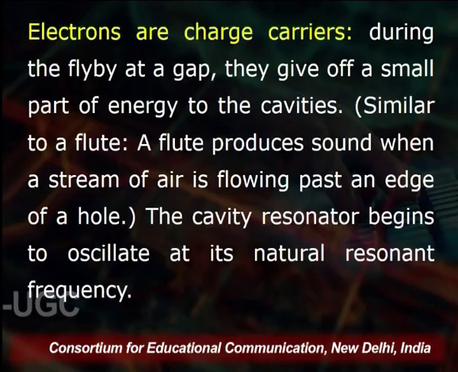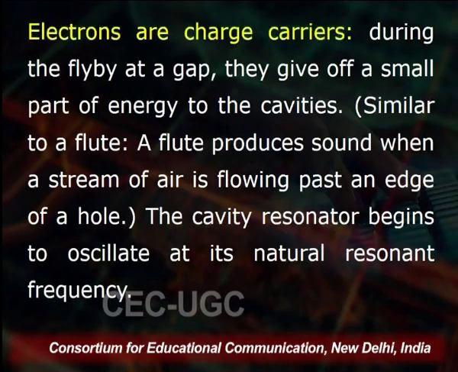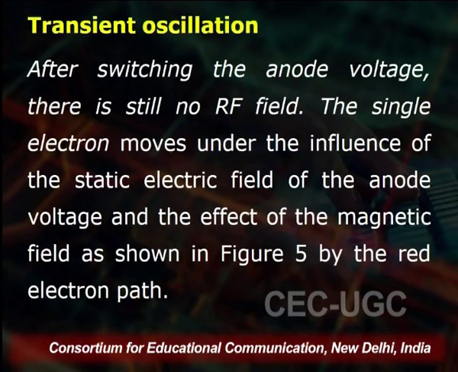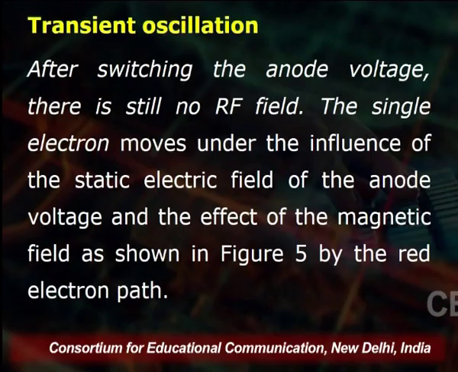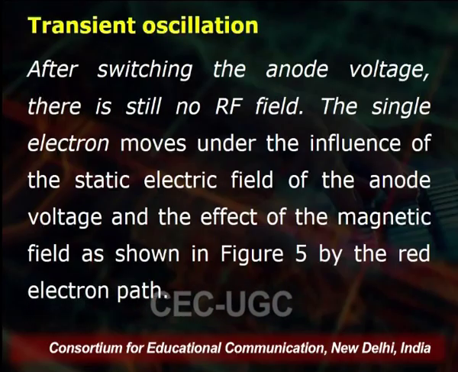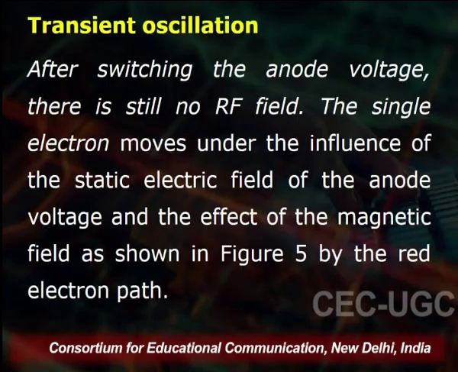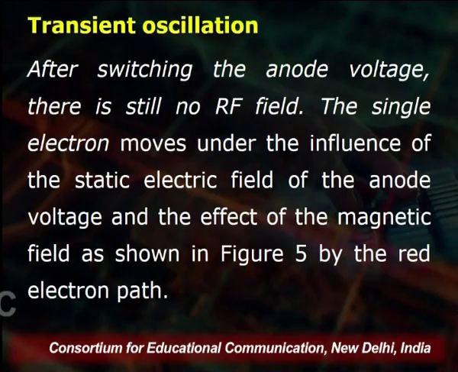So, as you can see, after switching on the anode voltage, there is still no RF field. Single electrons move under the influence of the static field of the anode voltage and the effect of the magnetic field, which we can see in the path. Because of that, during the flyby of a gap they give off a small part of their energy to the cavity. So the cavity resonator begins to oscillate at its natural resonant frequency.